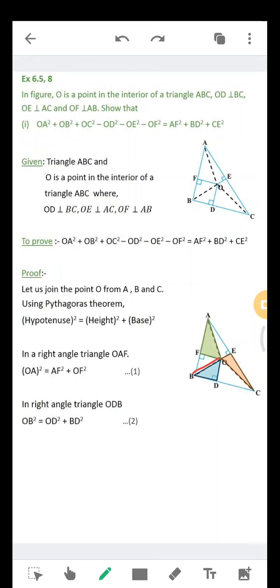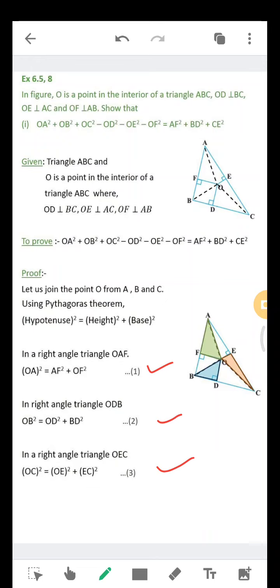Then I'll apply the theorem to triangle OEC. So which is the hypotenuse in OEC? Because this is 90 degrees here, OE is perpendicular to AC, OC is the hypotenuse, that is the longest side. So let's apply the Pythagoras theorem to triangle OEC. So what we get here, OC square is equal to OE square plus EC square. So that's very simple. So we applied Pythagoras theorem to these 3 triangles and we got 3 equations.